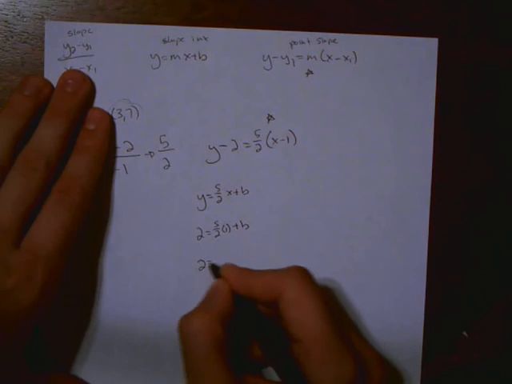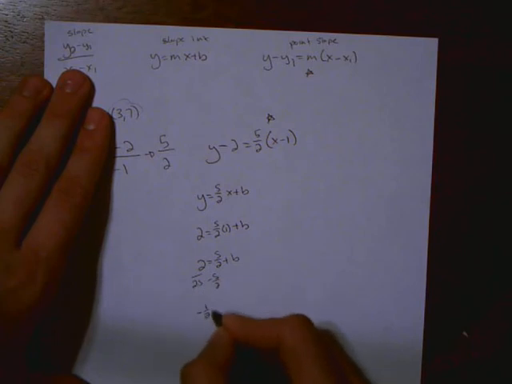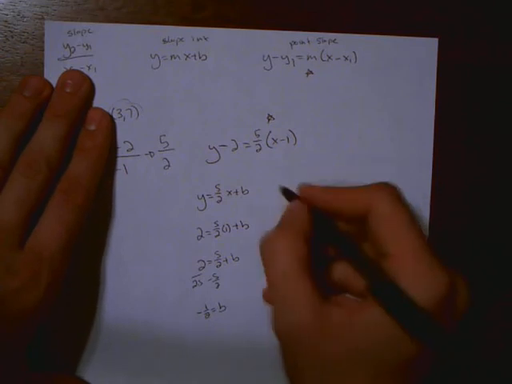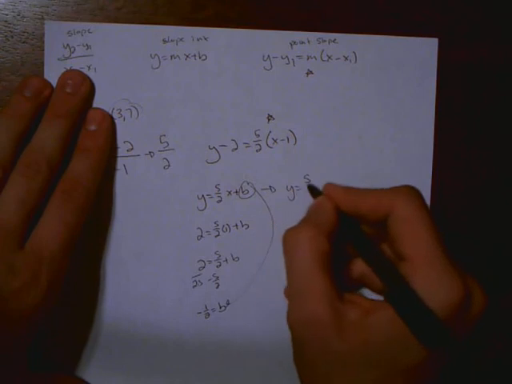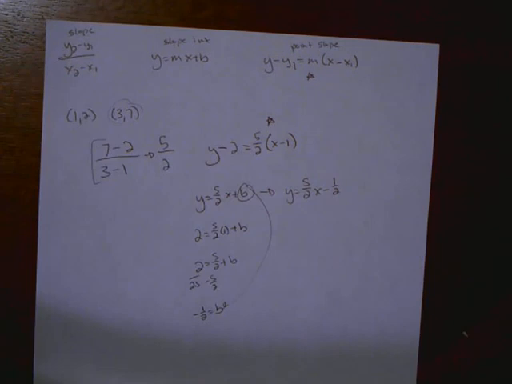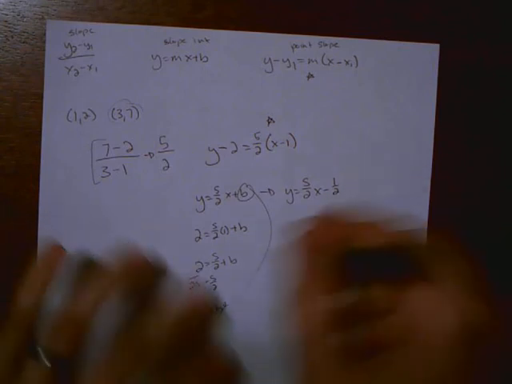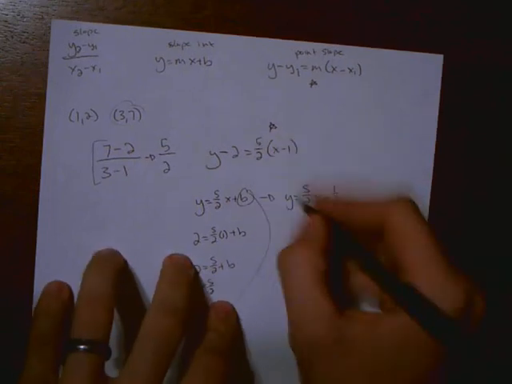And so 2 equals 5 over 2 plus b. Minus this 5 over 2, so minus 2.5, and negative 1/2 is equal to b. Now I've got my b value. I can write that equation. y equals 5 over 2 x minus 1 over 2. So it is possible to take and solve for that b, and you can use either equation to solve. So this is the first way, very easy.